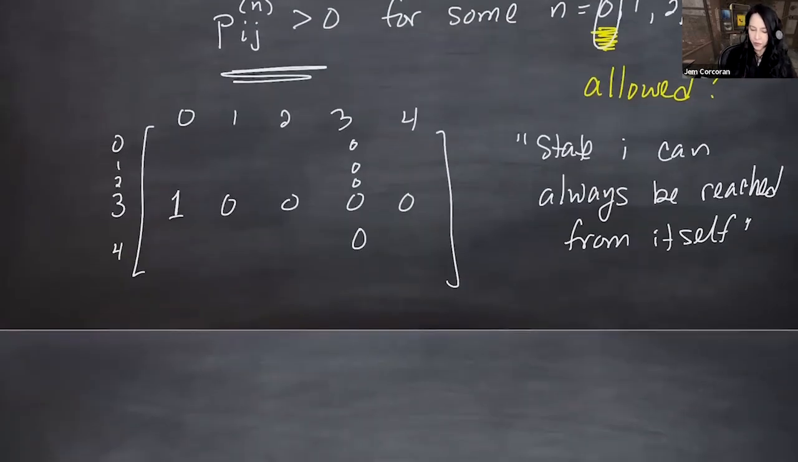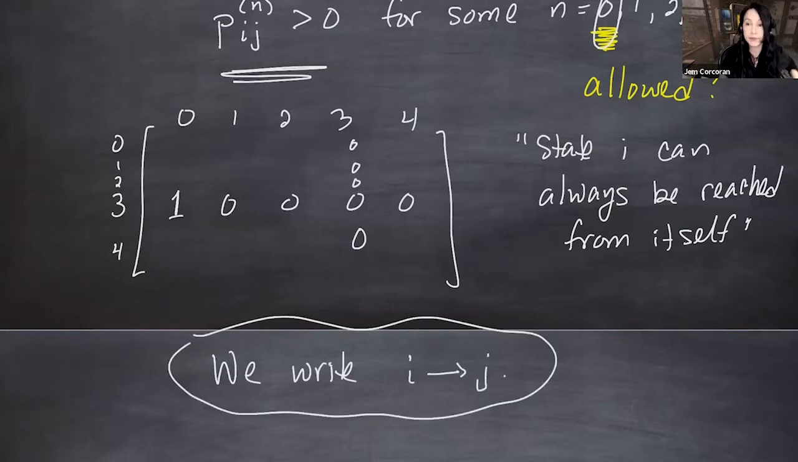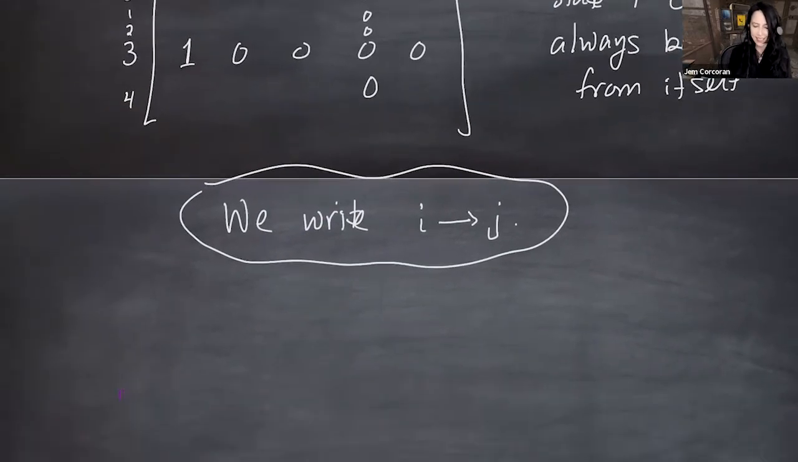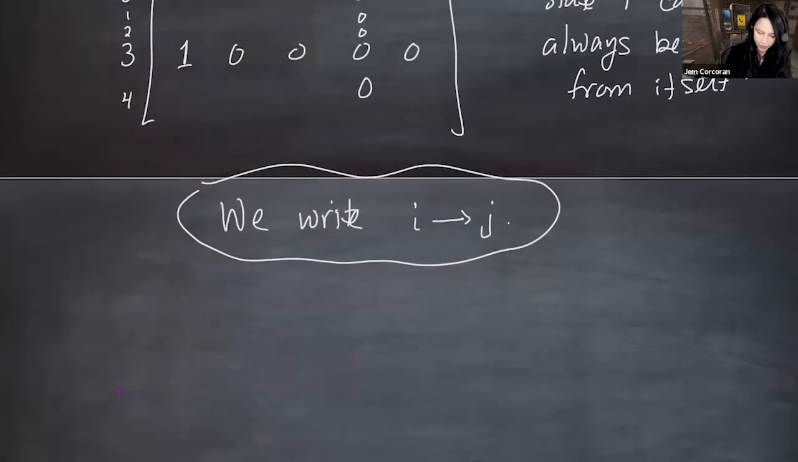Okay, we don't want to write that all out like that. So we write this as I and then an arrow to J. So my next definition is, and I'm sure you can see this coming, is about the communication between states.